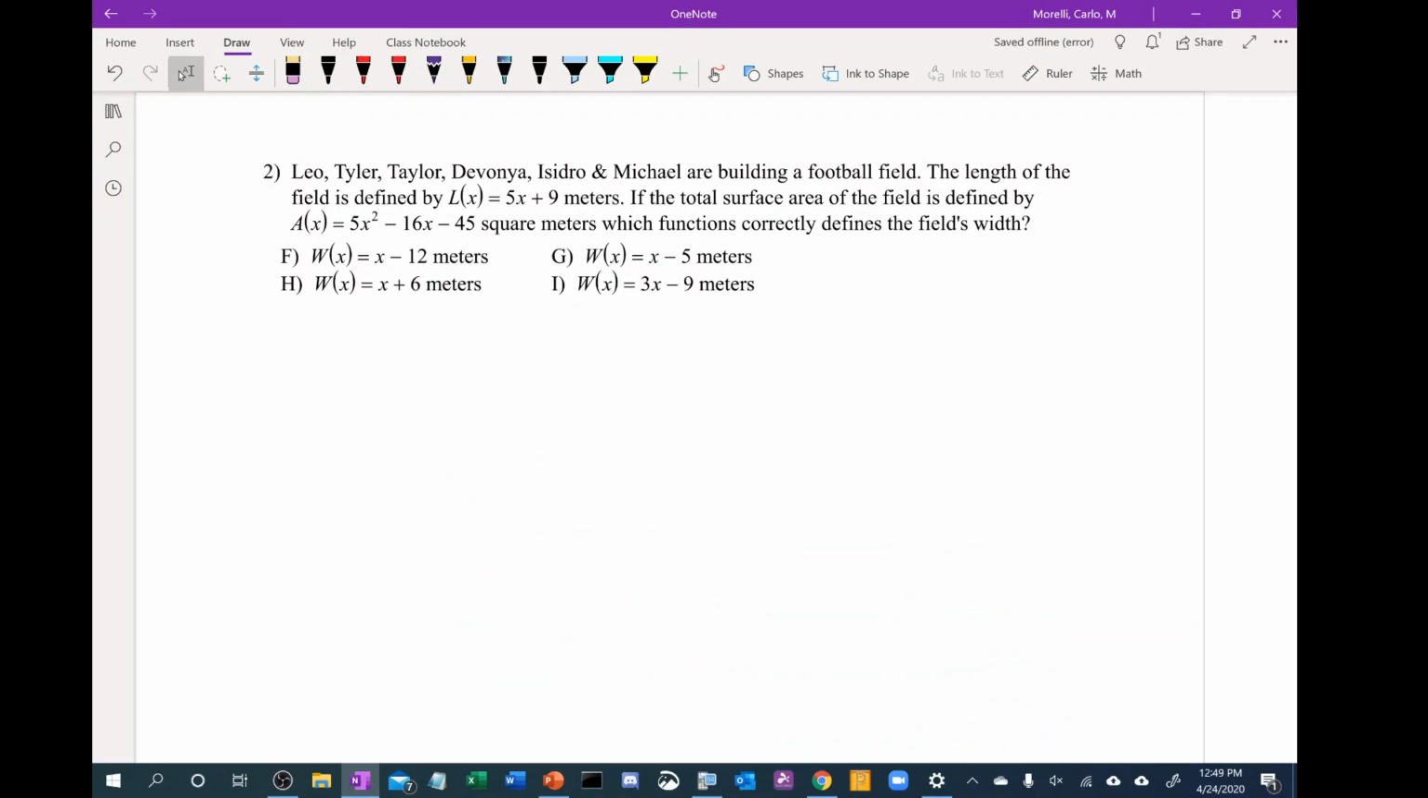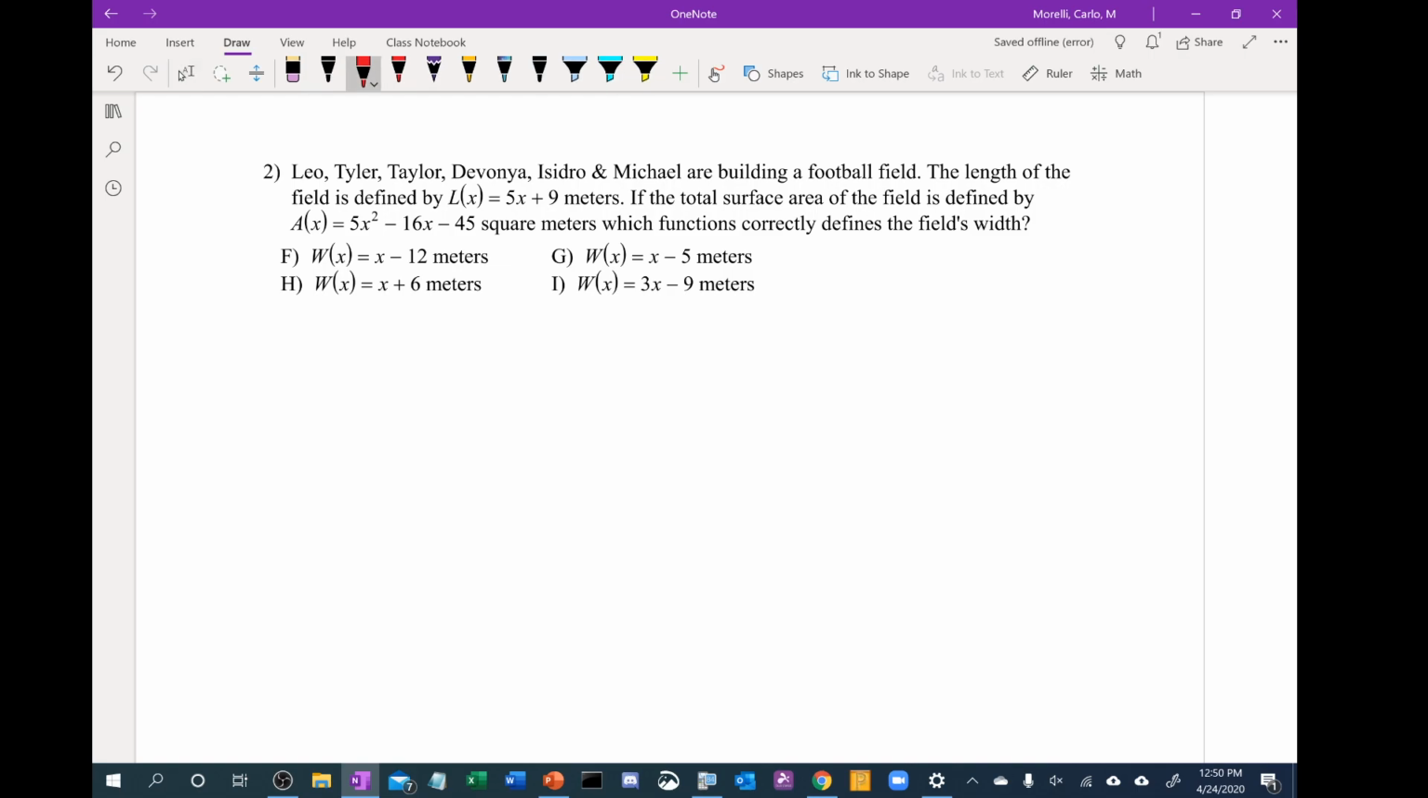Number 2: Leo, Tyler, Taylor, Yeye, Isidro, and Michael are building a football field. The length of the field is defined by L of x equals 5x plus 9 meters. If the total surface area of the field is defined by A of x equals 5x squared minus 16x minus 45 square meters, which function correctly defines the field's width?